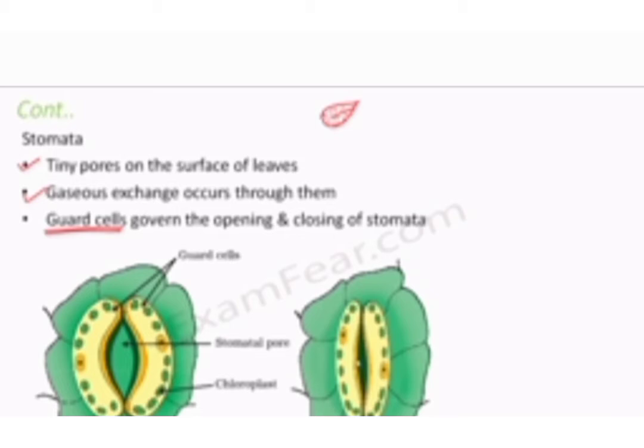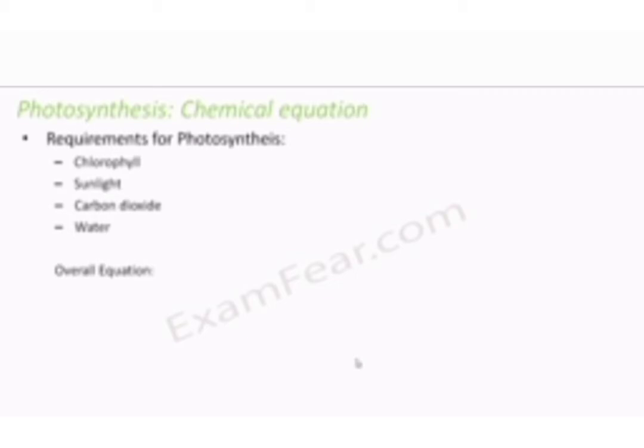Sunlight is naturally present during the daytime, so the plant can receive sunlight. And water is present in the soil, and we also water the plants externally. So let us now look at the equation for photosynthesis. As we have already discussed, the requirements are chlorophyll, sunlight, carbon dioxide and water.